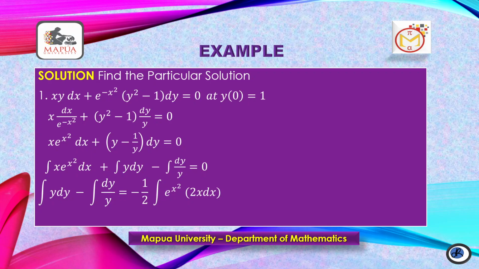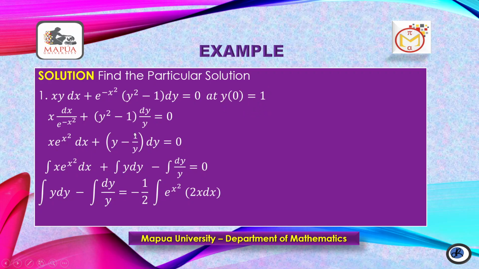For the next example, we have how to find the particular solution. If the given equation is variable separable, it is similar to the previous lesson: all we have to do first is look for the general solution and then substitute the condition. So here we have xy dx plus e raised to negative x squared, multiplied by y squared minus 1, dy equal to 0. And this is the given condition: y of 0 is equal to 1. Meaning to say, when x is 0, y is equal to 1.